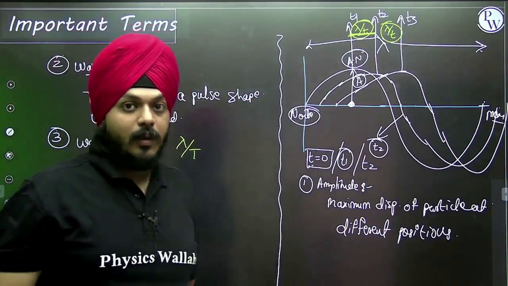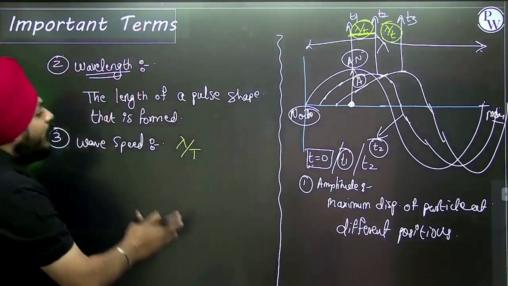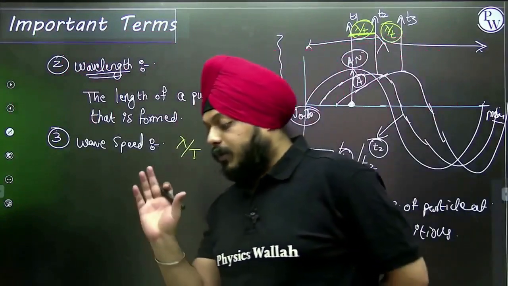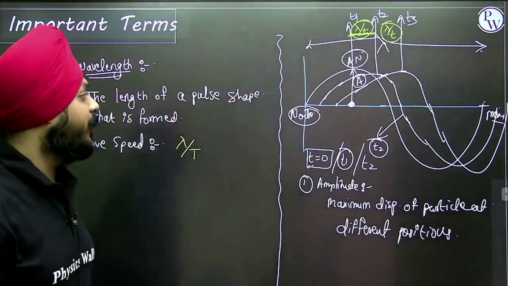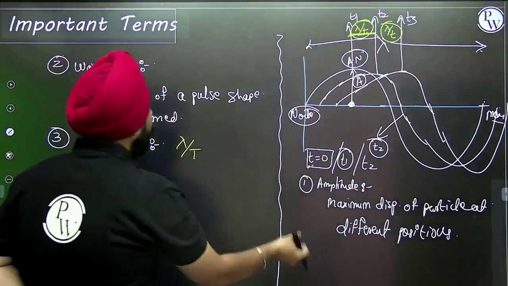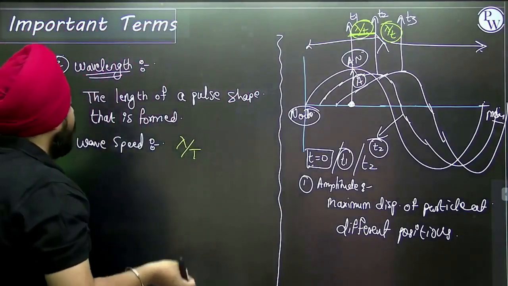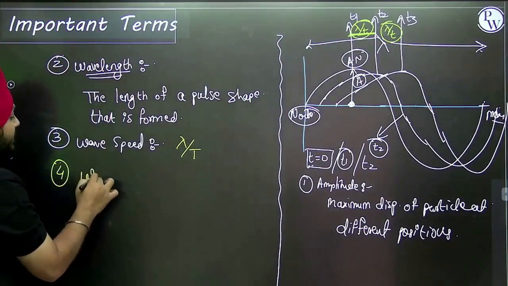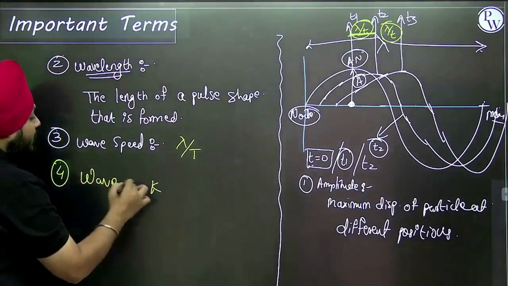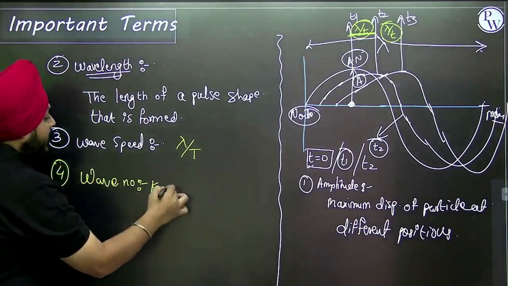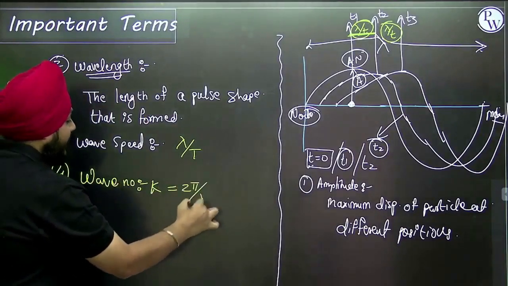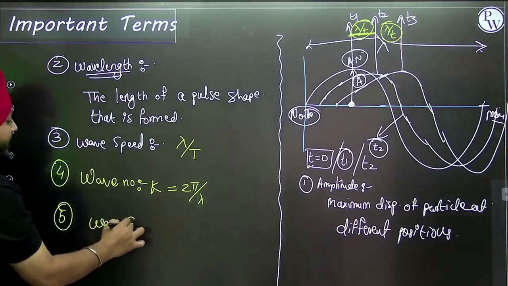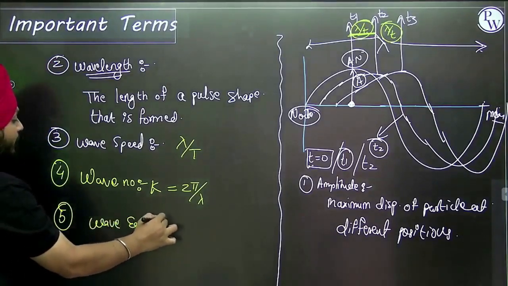Wave speed we can correlate to the propagation of the wave. The first part, amplitude of the wave. Second part, the length of the wave. Third is wave speed. The fourth is wave number, k, which is defined as 2 pi by lambda. Now, what will be the equation of the wave?